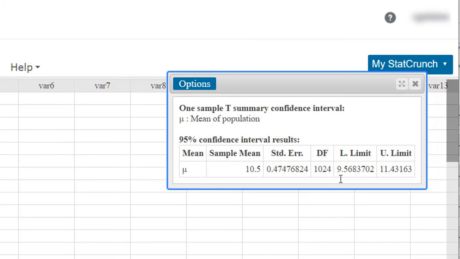And so when I do that, I have the lower limit here and the upper limit. The lower limit is 9.5683702, so rounding to two places, that is 9.57. And the upper limit is 11.43163, rounding to two places, that is 11.43, which is the same result that we obtained both with the calculator and by hand. So we're 95% confident that the true mean for the number of visits in the last year to the library by adult Americans is somewhere between 9.57 and 11.43 visits.